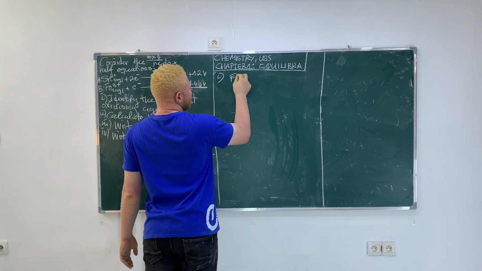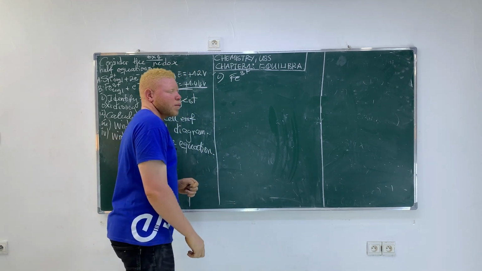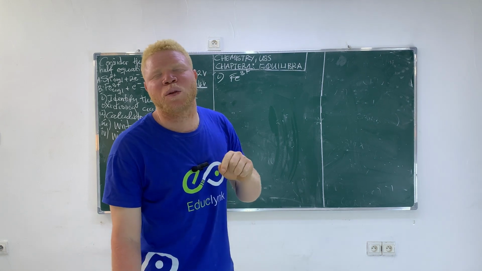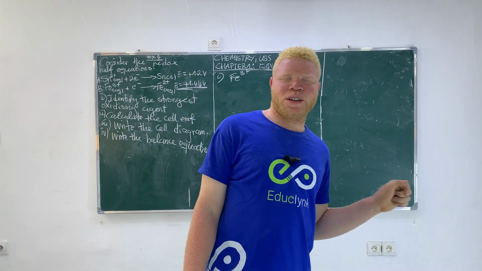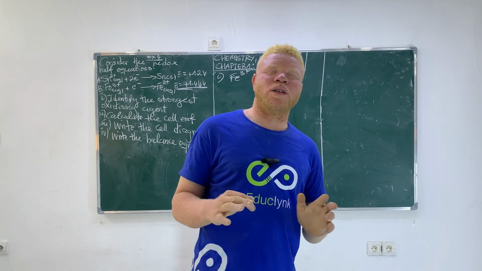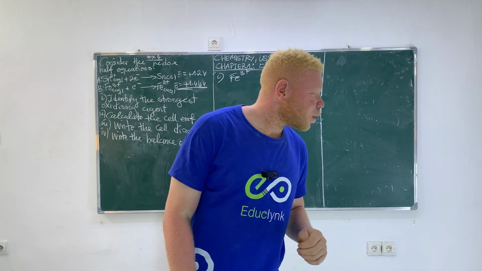So it's Fe3+, not Fe2+. We choose the species on the left for the oxidizing agent. For the reducing agent, we choose the species on the right. So be very, very careful.